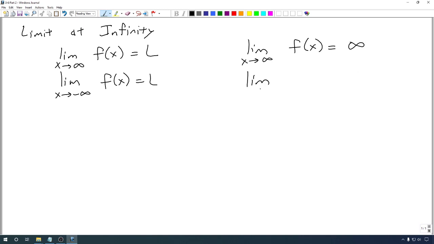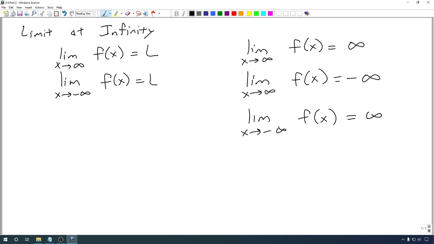Or we could even look at a function where as x goes to infinity, we get really big negative numbers. So it just keeps decreasing down to negative infinity. This could be something like negative x squared. These are all possible things we can get, and we can see them on the other side as well. So as x goes to negative infinity, a function could go to positive infinity, or it could go to negative infinity.